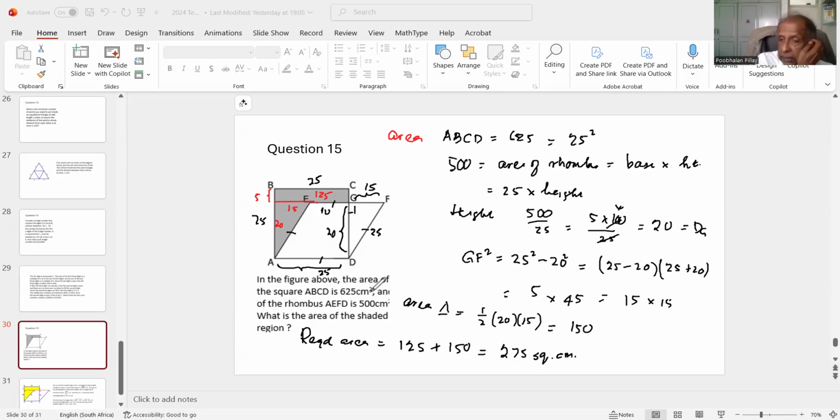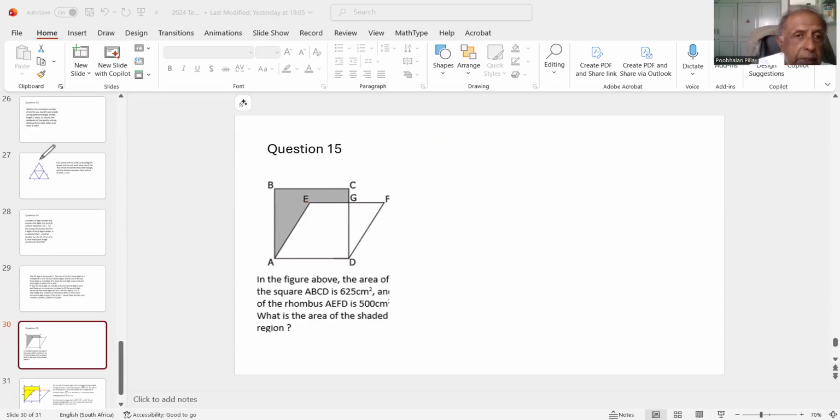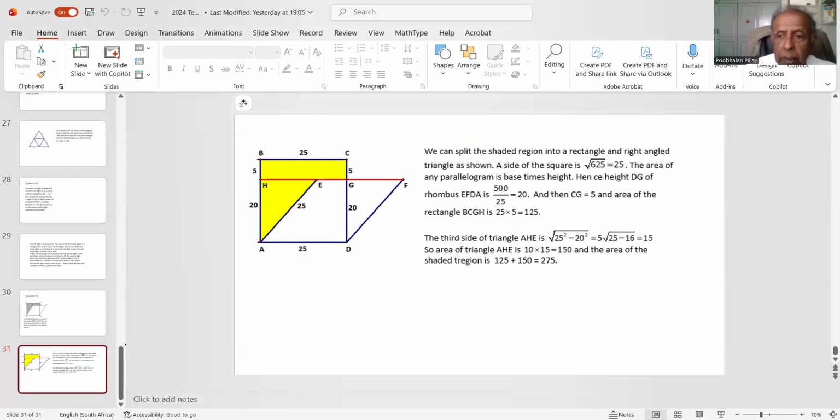And the units are given as centimeters. So you'll write that down. So the answer to this question is 275. Okay. Let me just check to see whether that's the answer that I got. Oh, there it is. So I got the same picture.